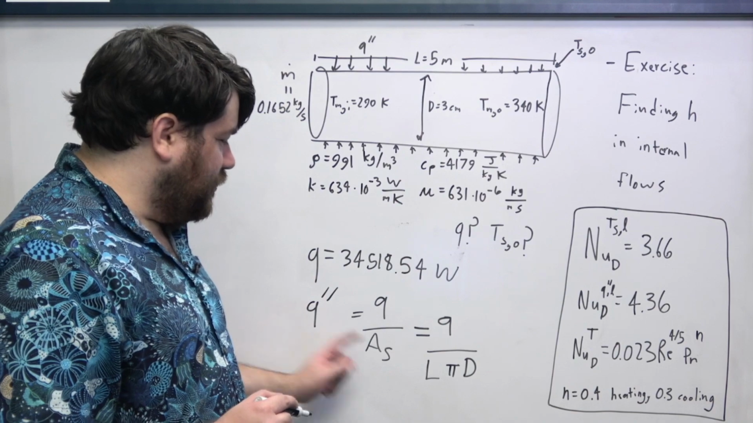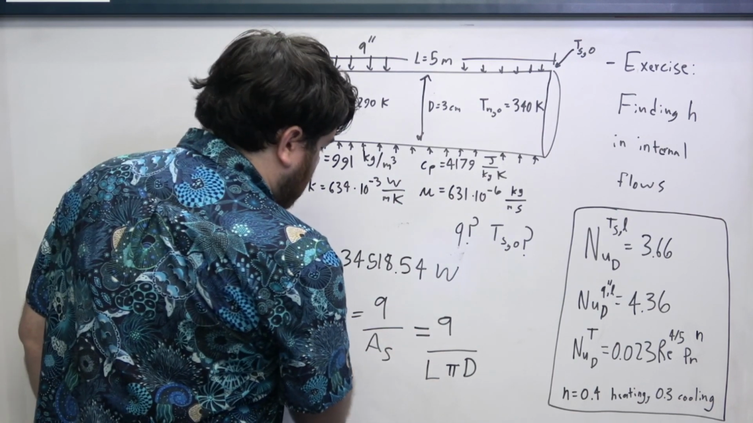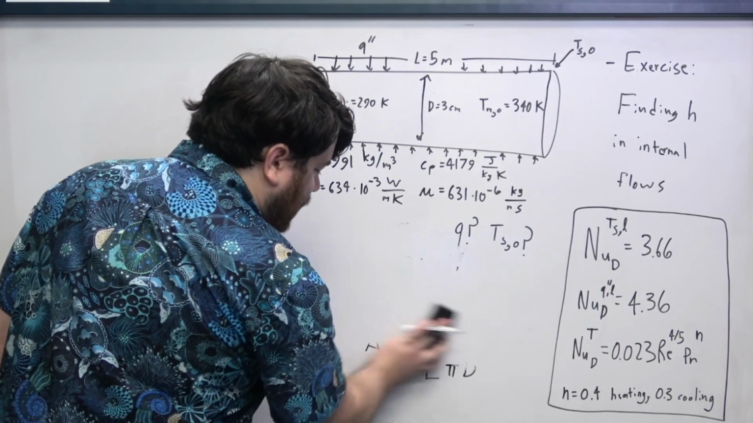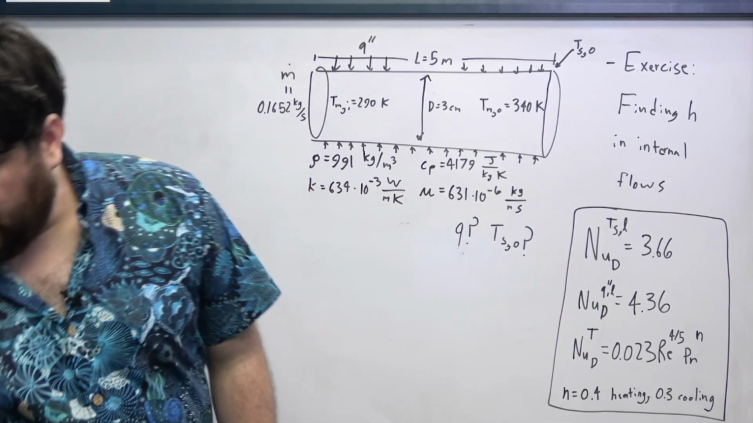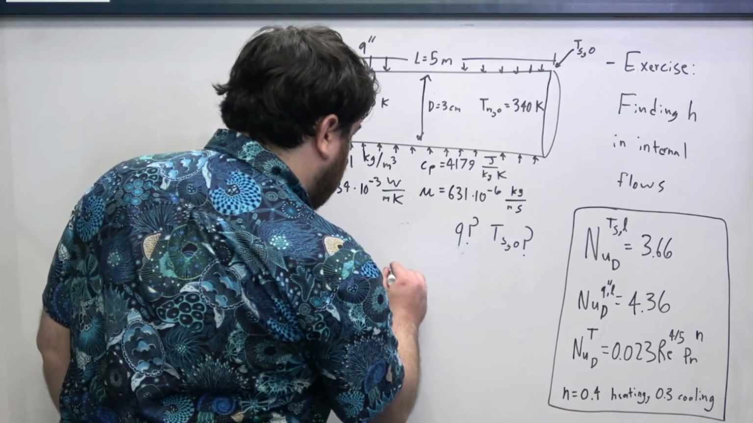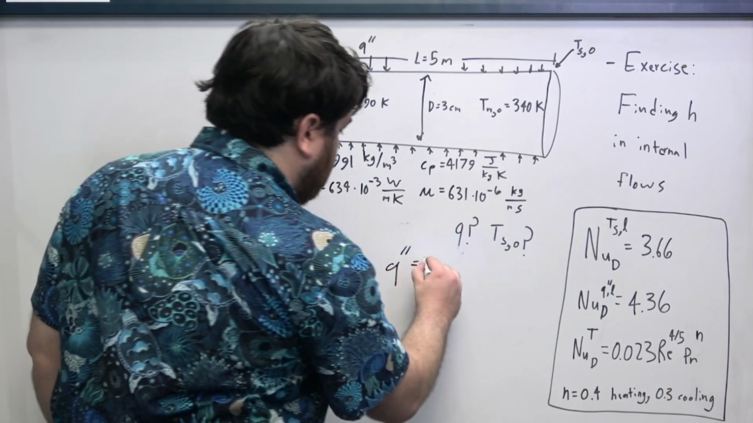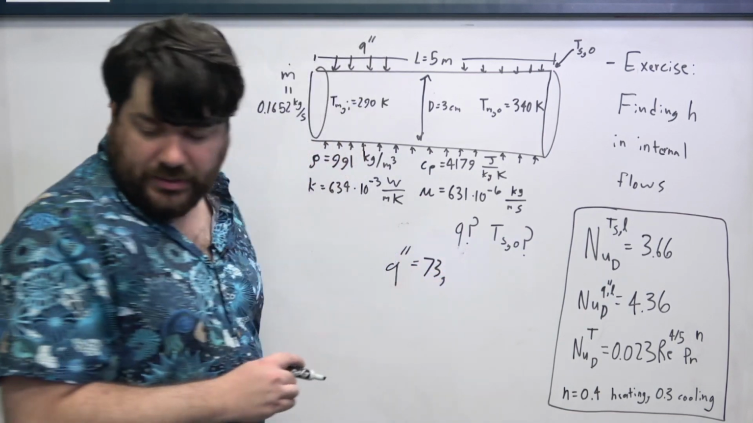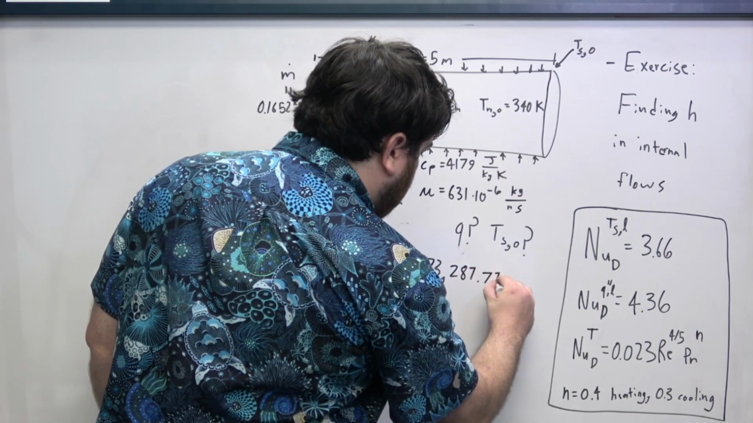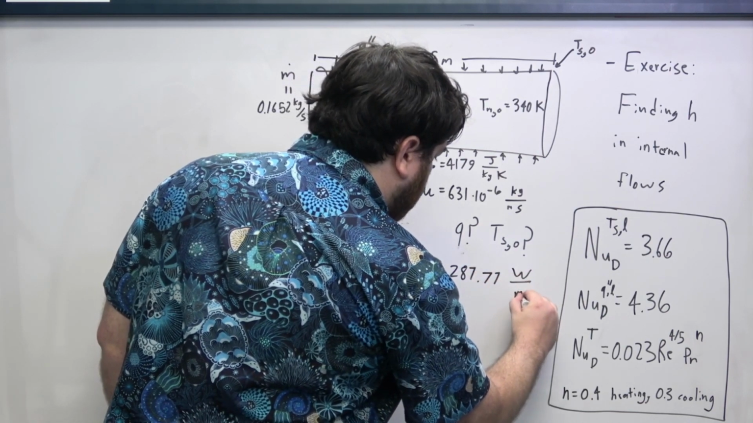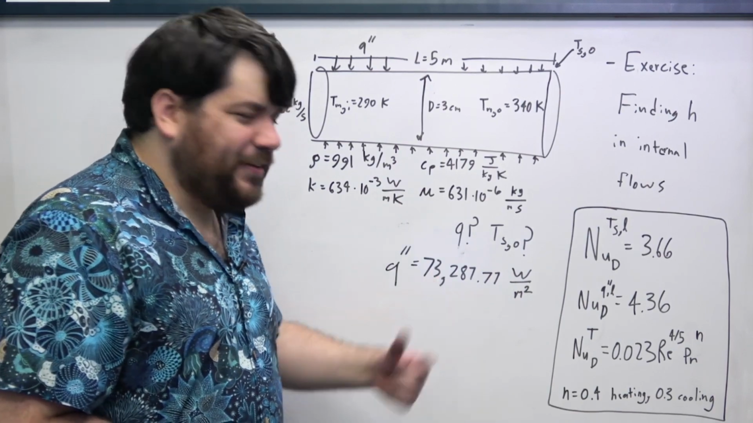And so we can find the Q double prime via this relationship, which once again, I'm just going to skip actually writing down the numbers. You can feel free to verify it. And we find that the Q double prime is approximately 73,287.77 watts per meter squared. There we go. Why does this matter?